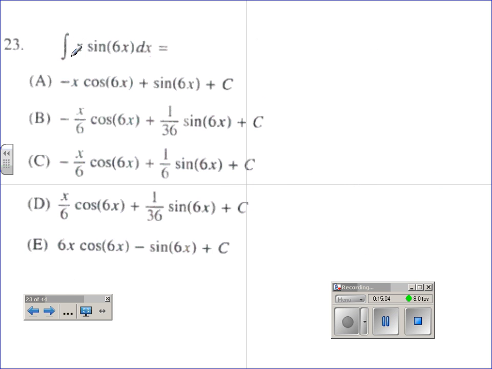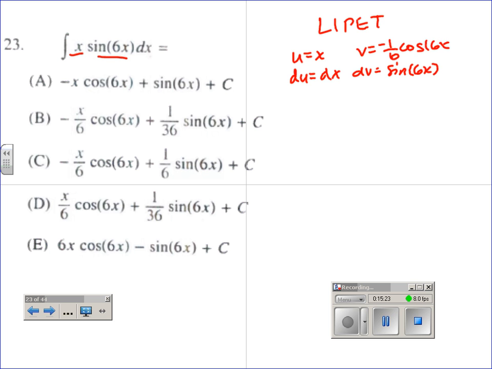Okay, so we notice that this is two functions, and the derivative is not one of the other. And so this is, flip it, integration by parts. So u is x, du is dx, dv is sine of 6x, and v, the antiderivative, would be negative 1/6 cosine of 6x. And then you do uv, minus the integral of v du.